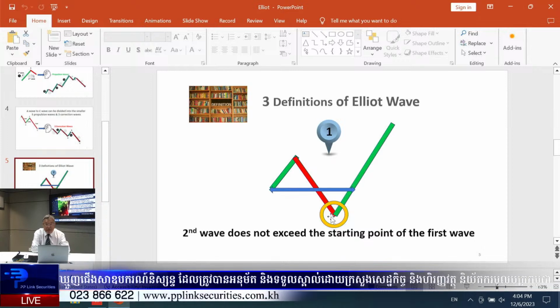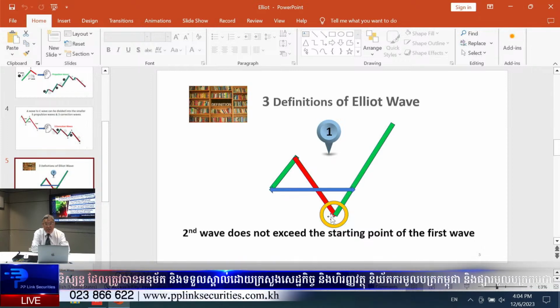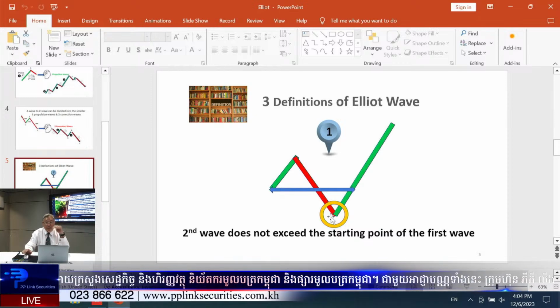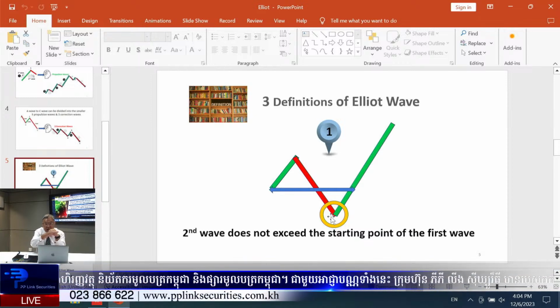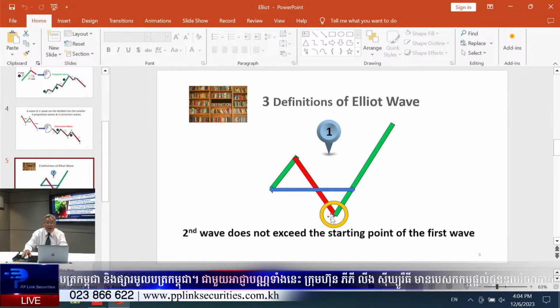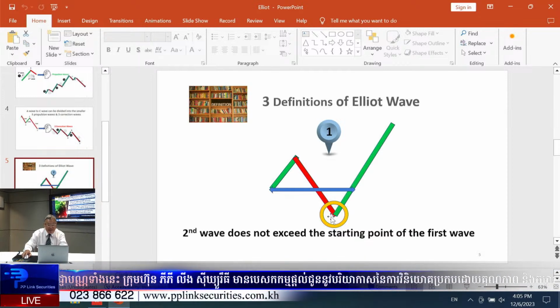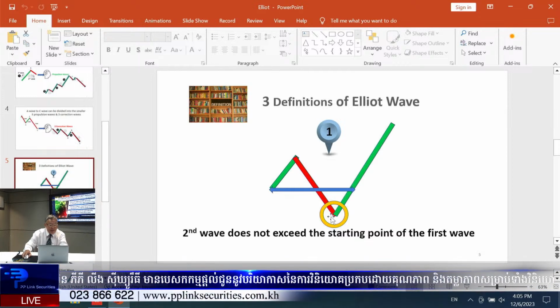So this is one of the definitions. So don't misunderstand, okay? Oh, this is an Elliott wave, okay? First line, second line, third line. But if the second line exceeds the starting point of the first wave, it will not be called an Elliott wave pattern. So don't misunderstand, okay?